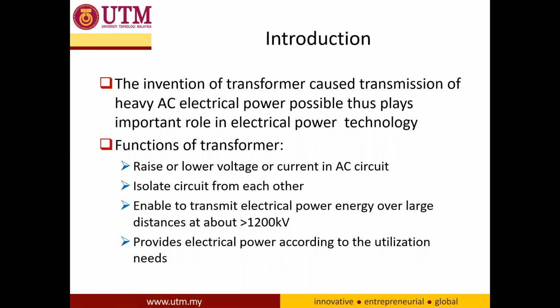So we transmit this power at a high voltage but low current to limit the losses, because losses are usually associated with the current. Higher current means higher losses. So we transmit at a high voltage so that we can minimize the losses.